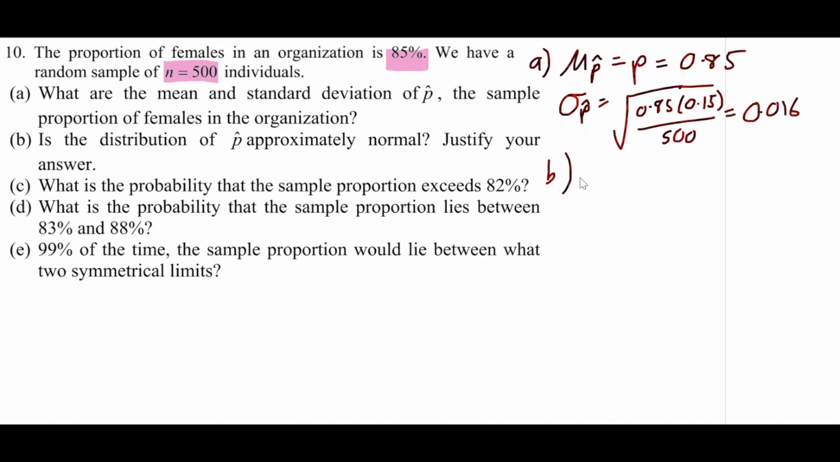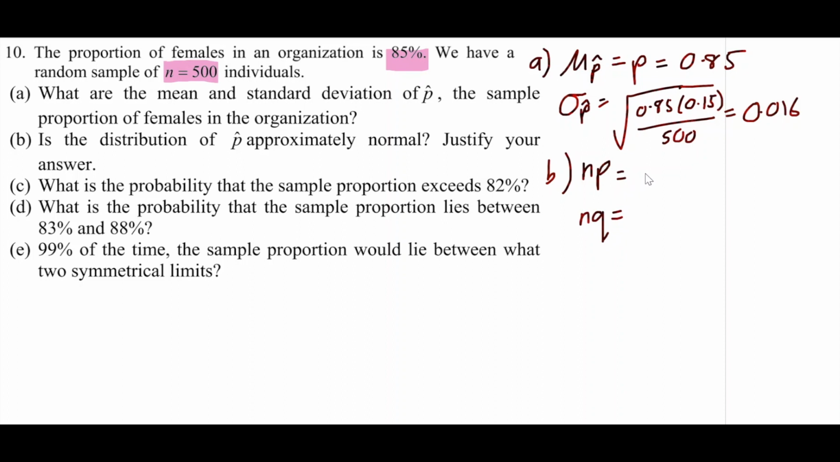For question B, is the distribution of P hat approximately normal? Justify your answer. So when would the distribution of P hat be approximately normal? When the sample size is large. And when is the sample size large for proportions? It's when NP and NQ are greater than 5. So we need to check on these things.